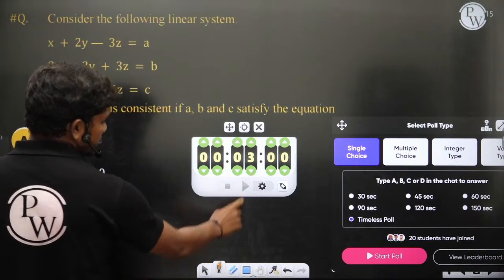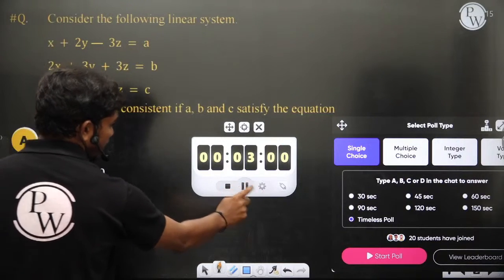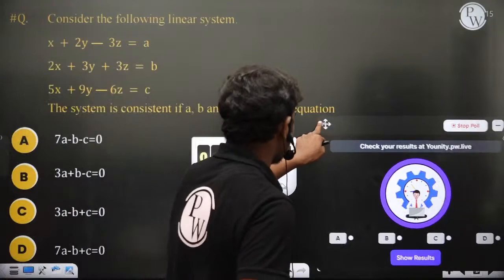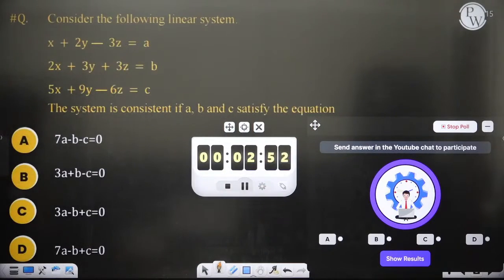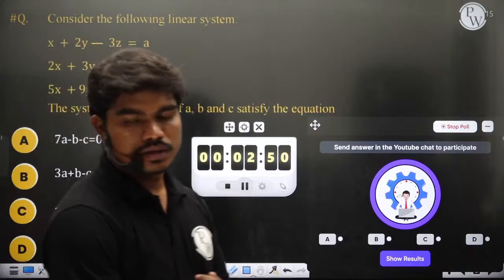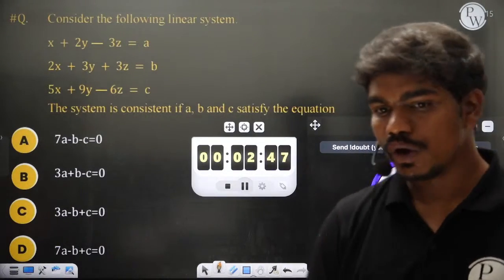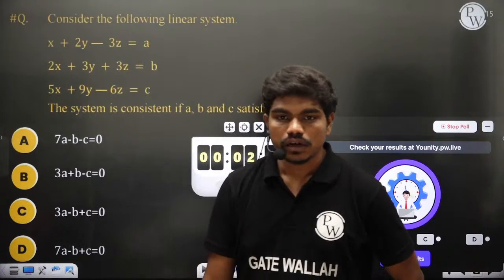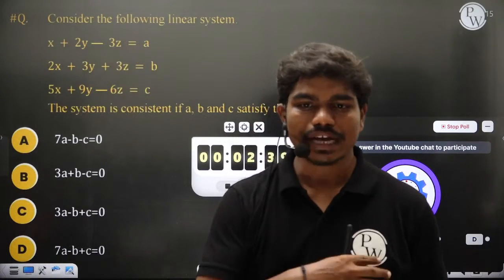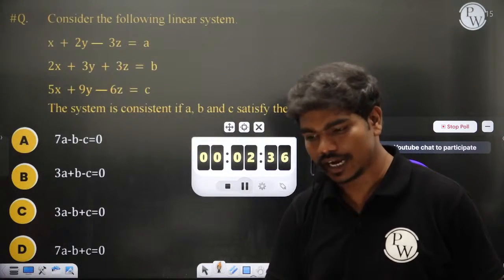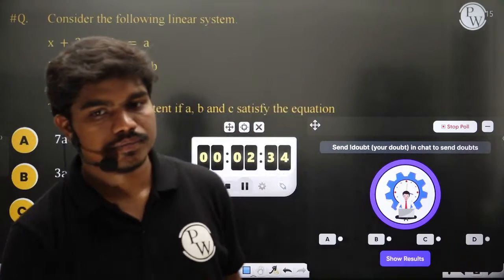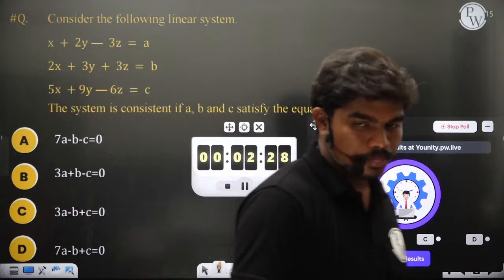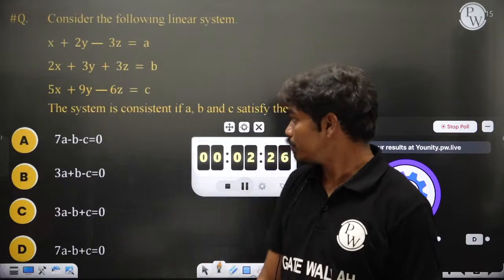I'm giving 3 minutes, fine. By the time this ends, I'll end this poll also. 3 minutes to solve this, quick. It's a linear system and you want to have a consistent system, then what should happen? Please, if you have a doubt you can ask directly, you need not take permission, you can just ask me. Ashwini Kumar Baiswal, B, very fast, how come?